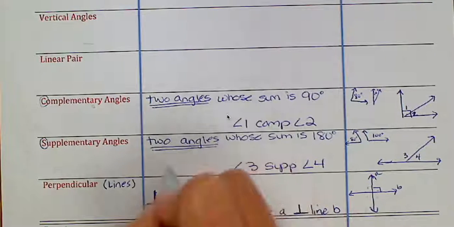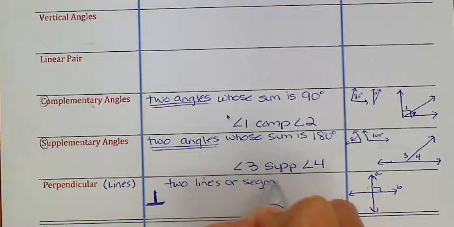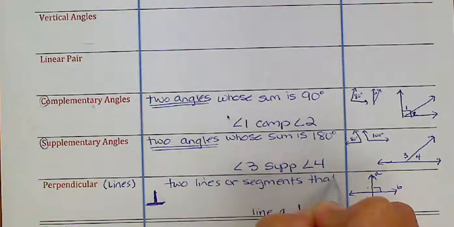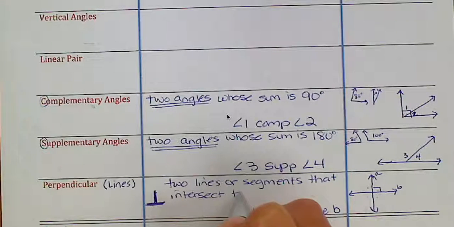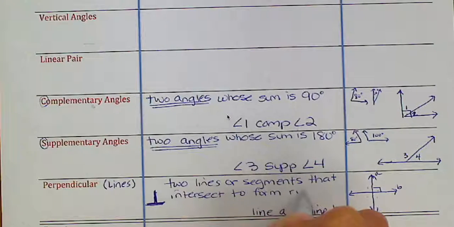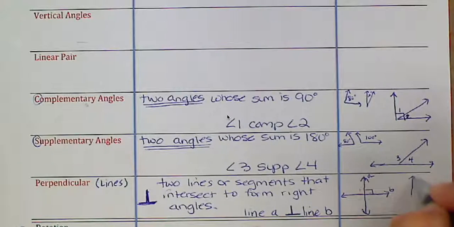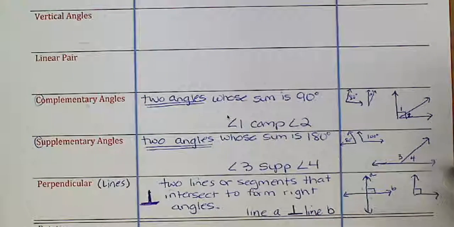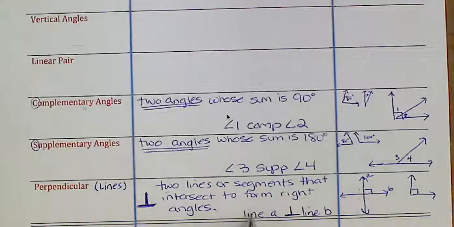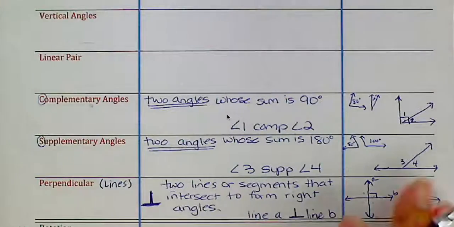Okay, and it's two lines or segments that intersect to form right angles. It can also be rays that intersect. So you could have this ray and this ray intersecting to form a right angle, and those two rays would be perpendicular. So you would just say ray AB is perpendicular to ray AC. Okay, so it can also be rays.